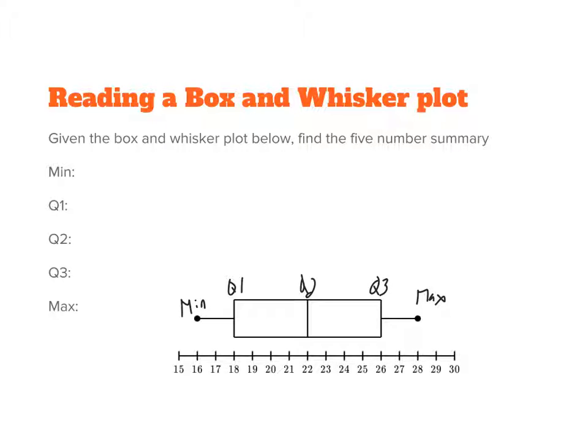Okay, and for each one, we go from the point in the box and whisker straight down to find the values of each. Okay, so if you'll notice, the minimum is directly above 16. Q1 is directly above 18. Q2 is directly above 22. Q3 is 26. And max is 28. So again, you draw a line straight down to the number line below it to find the value of each of the 5-number summary.